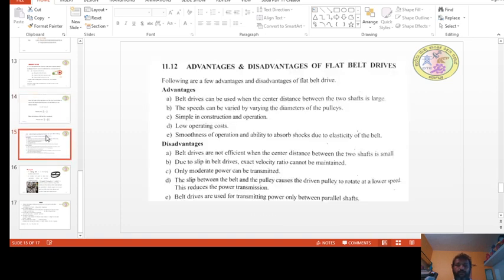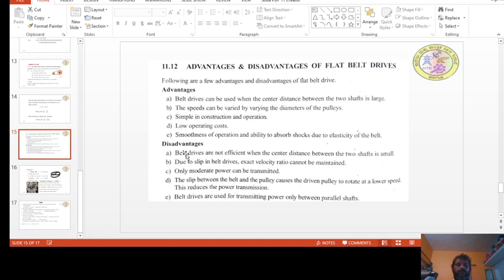Coming to some of the advantages and disadvantages of belts. Belts can be used when the center distance between the two shafts is larger. The speed can be varied by varying the diameter of the pulleys. That means the speed of the follower can be increased or decreased by changing the size of the pulley with respect to the driver pulley. They are simple in construction and operation, with low operating cost, smoothness of operation, and ability to absorb shocks, which is possible due to the elasticity of the belt.